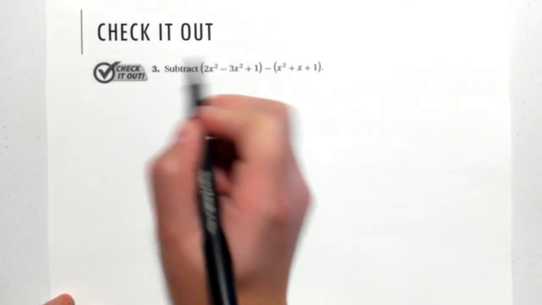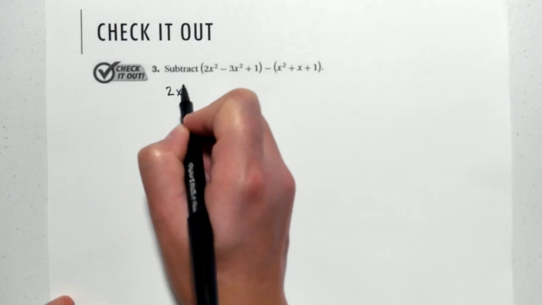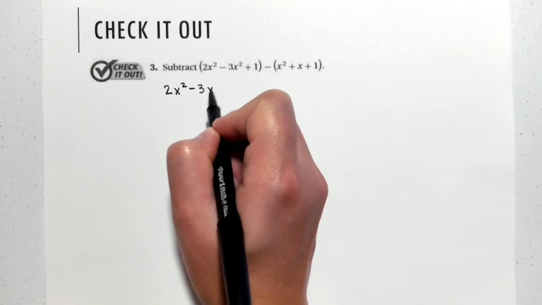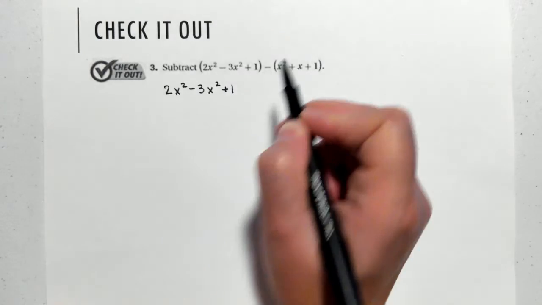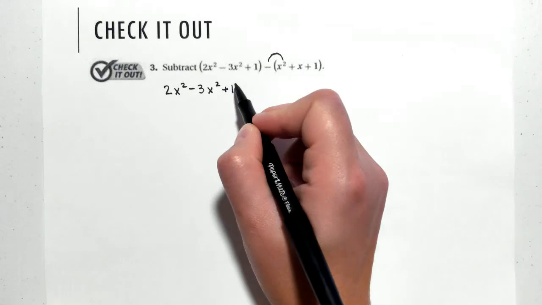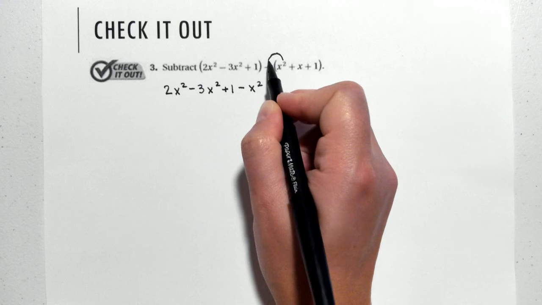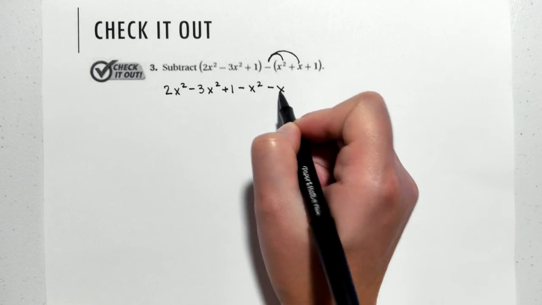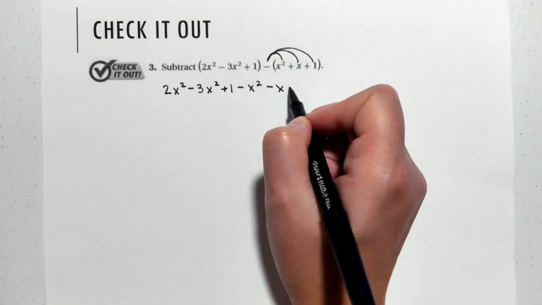So first I'm going to rewrite my first polynomial. So 2x squared minus 3x squared plus 1. And now I'm going to distribute this negative sign. So minus x squared minus x and minus 1.